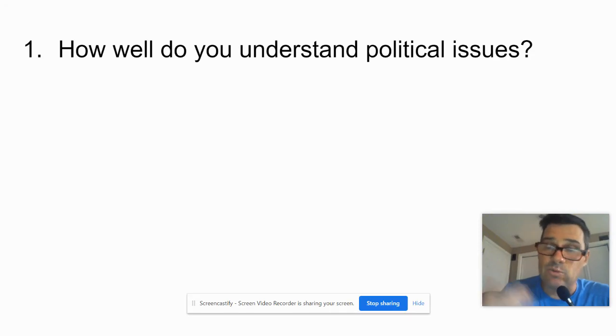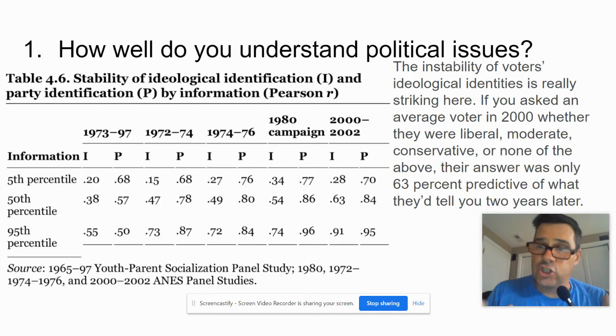That changes dramatically. That's why the share of people who vote increases as people age. The people who are least likely to vote are young people. The people most likely to vote are over 60. How well do you understand political issues? Matter of fact, let's just look at this chart really quick.